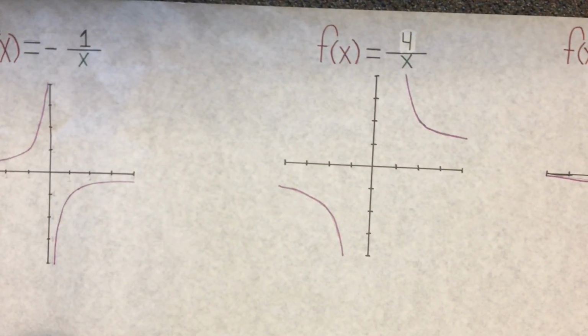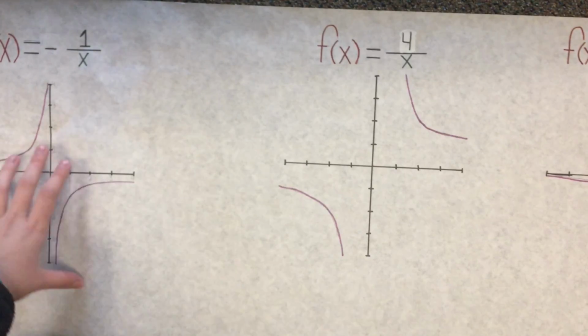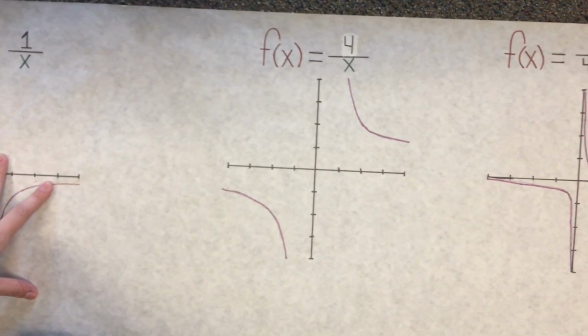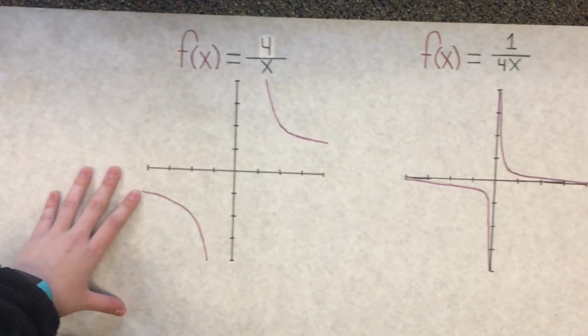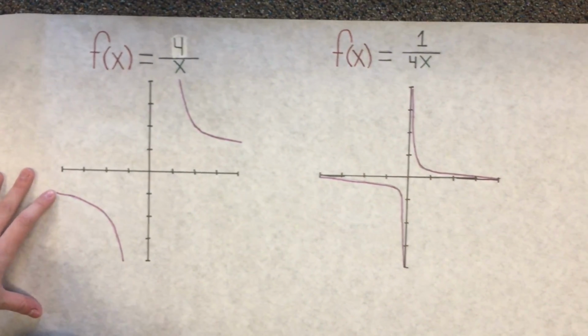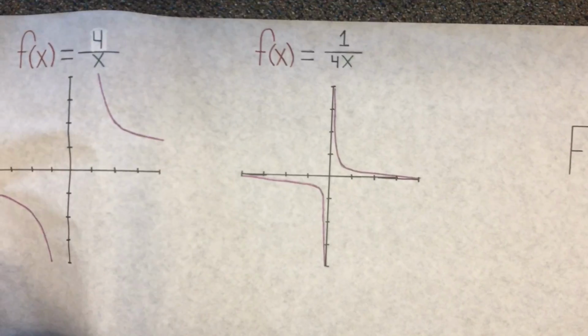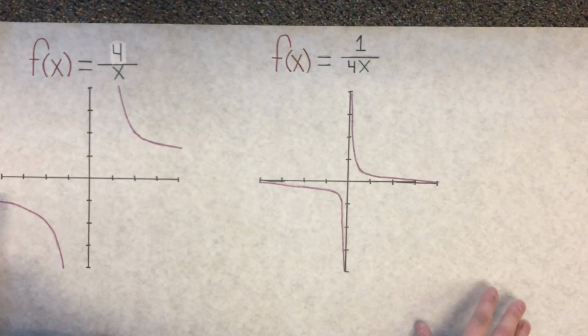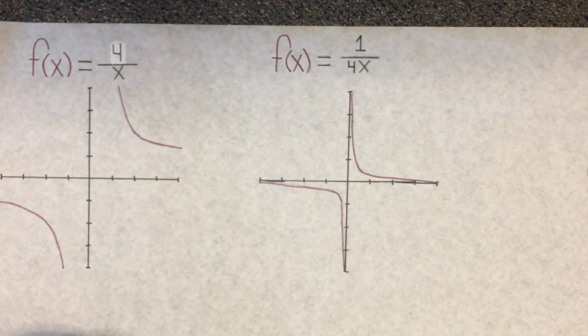Here we have f of x equals 4 over x. We can see when we change the numerator to a larger number that the graph moves further away from 0 and the curve becomes wider. And finally, let's examine f of x equals 1 over 4x. We can see that by multiplying the x by 4, we move the graph closer to the center and give it a sharper curve.